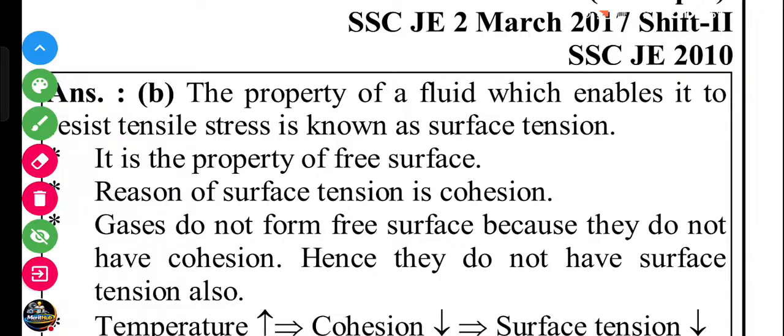The property of a fluid which enables it to resist the tensile stress is known as surface tension. It is the property of the free surface. The result of surface tension is cohesion. Gases do not form a free surface because they do not have cohesion, hence they do not have surface tension.